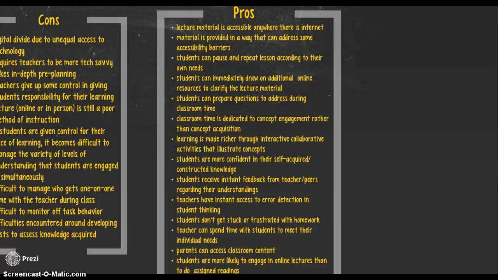Material can be provided in a way that addresses some barriers related to ability, as students can use headphones to compensate for auditory deficiencies, or text can be uploaded alongside video files. Students can also pause and repeat lessons according to their own learning needs. If students miss a class day, they can still access the information that would have been covered according to specific lessons. Students can immediately draw on additional online resources to clarify lecture material and compare questions to address during classroom time. Teachers can then spend time with students to address their individual needs.